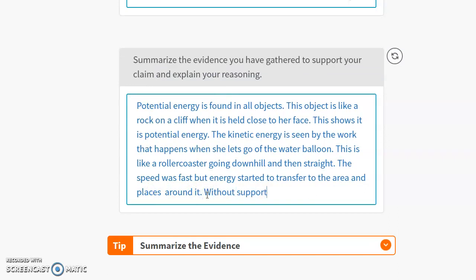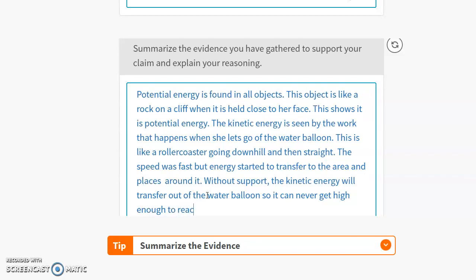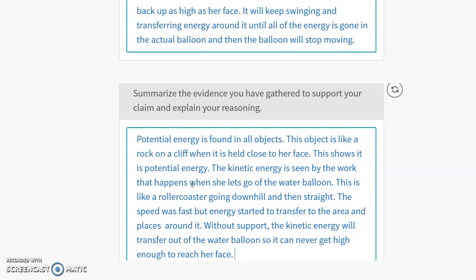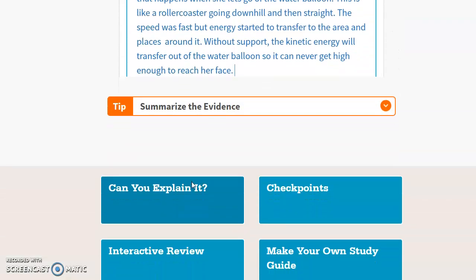Without support, the kinetic energy will transfer out of the water balloon, so it can never get high enough to reach her face. All right, so we talked all about the kinetic energy. We're giving additional information. Summarize our evidence of what we learned.